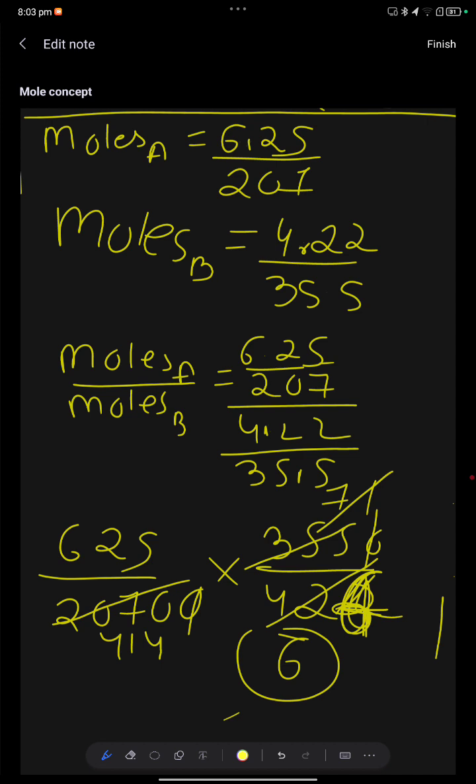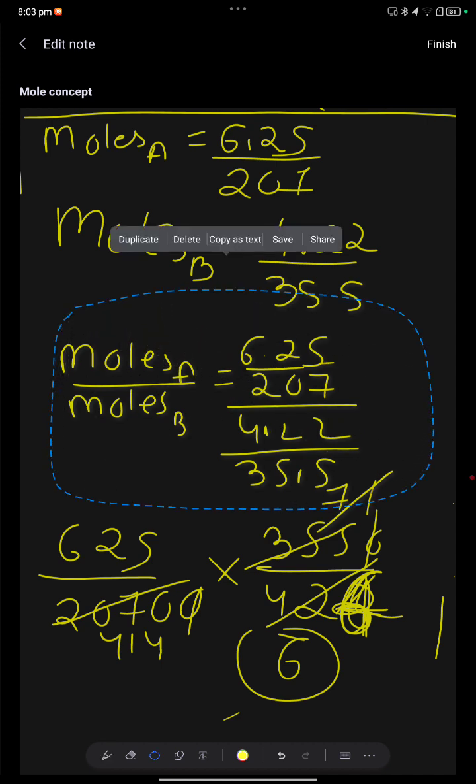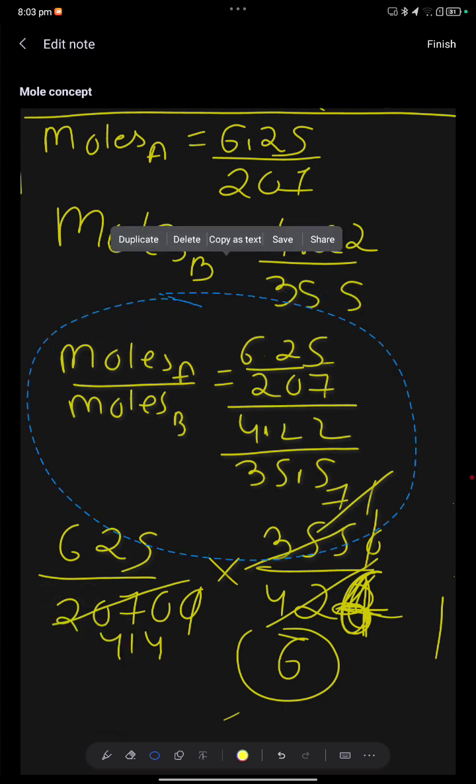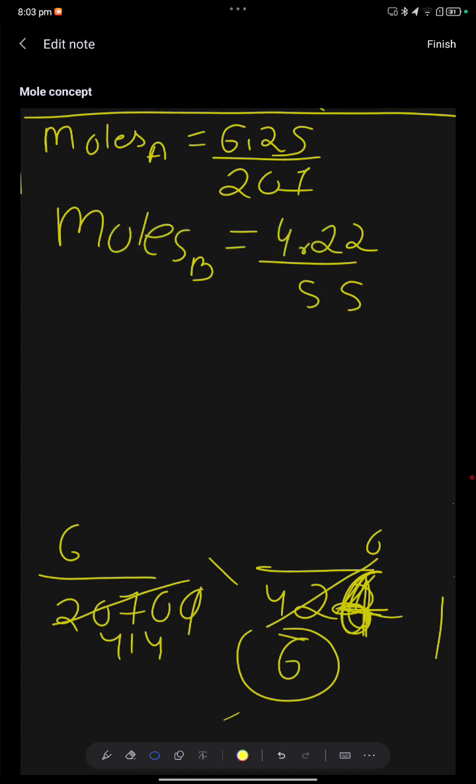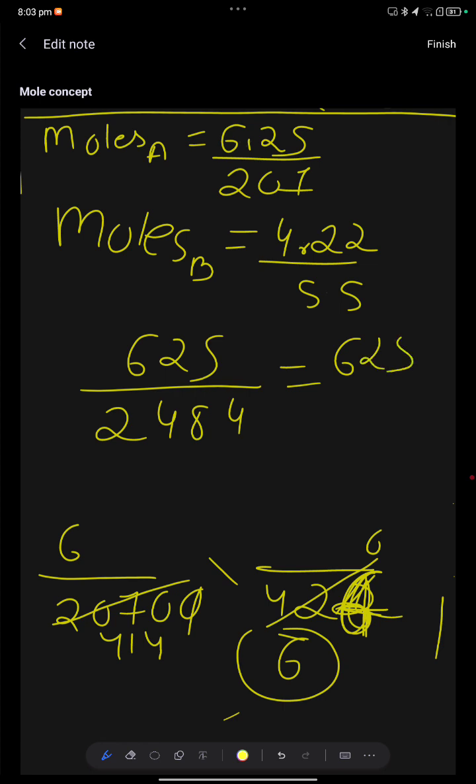Okay. Now I am just clearing this space. Okay. Now the expression will look like 625 by 2484. Now again, for my convenience, I am writing this as 625 by 2500, and thus you can get a ratio of 1:4.